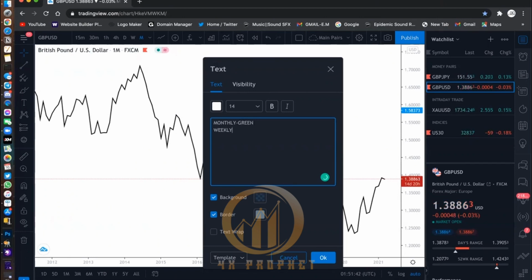The weekly I use purple. The daily I use red. The 4 hour I use orange. The 1 hour I use blue. And for anything under that, I use black, right? So black for smaller time frames. But when it comes to the 5 minute, I use the yellow.